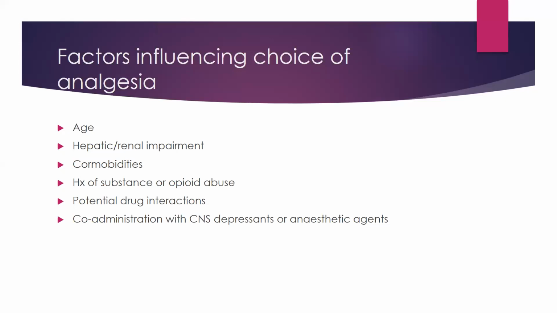For patients with hepatic and renal impairment, we do not encourage the use of NSAIDs. We prefer opioids, but then the doses have to be adjusted accordingly. We have comorbidities. What other medical conditions is your patient suffering from and what are the potential drug interactions? Is the patient on blood thinners? Is the patient on antihypertensives? Is the patient on hypoglycemics? So we need to know that so that when we are prescribing, we can choose the correct analgesic.